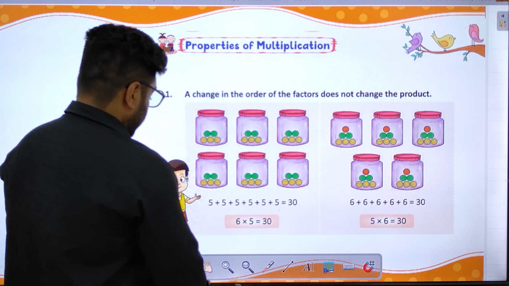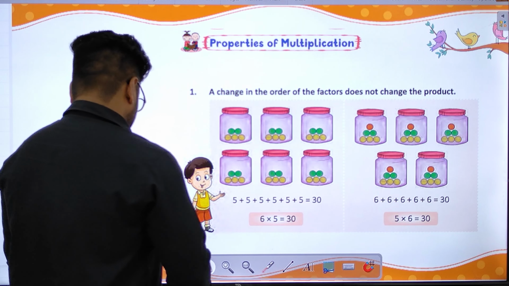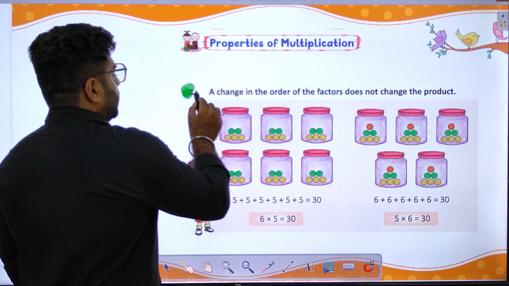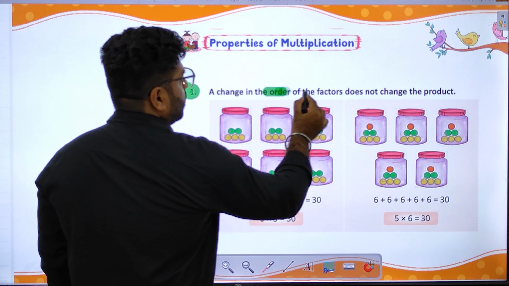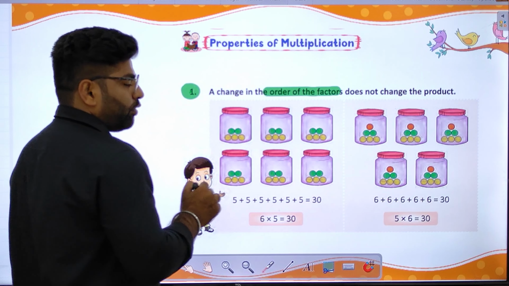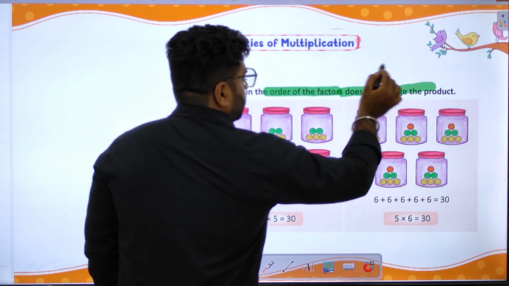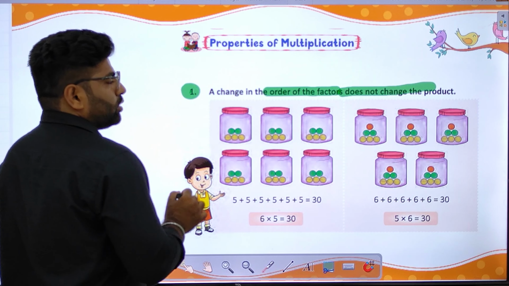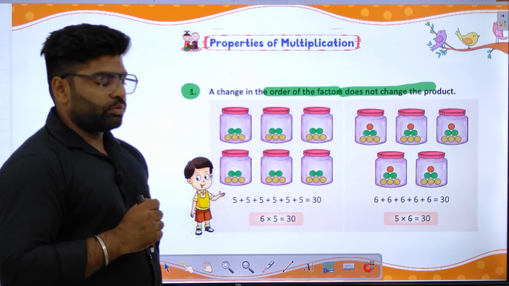Okay, next come to our properties of multiplication. So there is the first property, a change in the order of the factors. If we change the order of the factors, then it does not change the product. So there is no change in the answer of multiplication, or product.